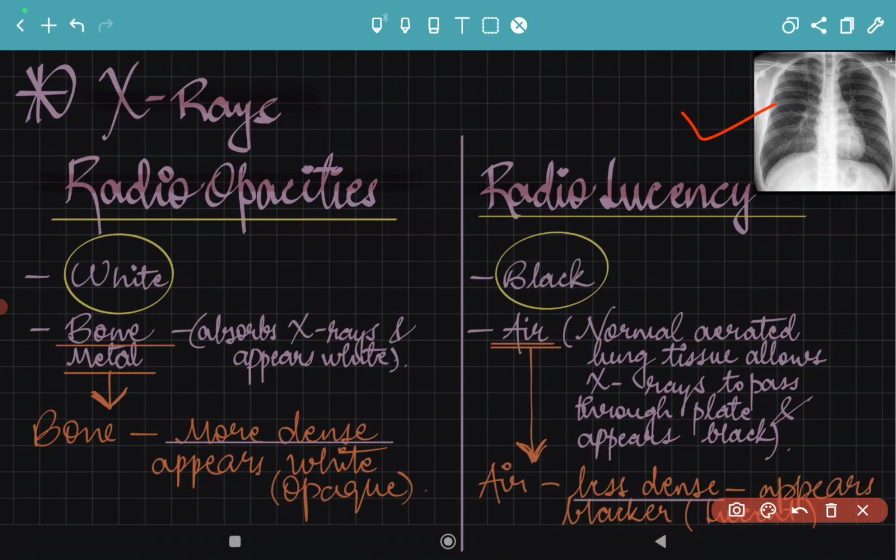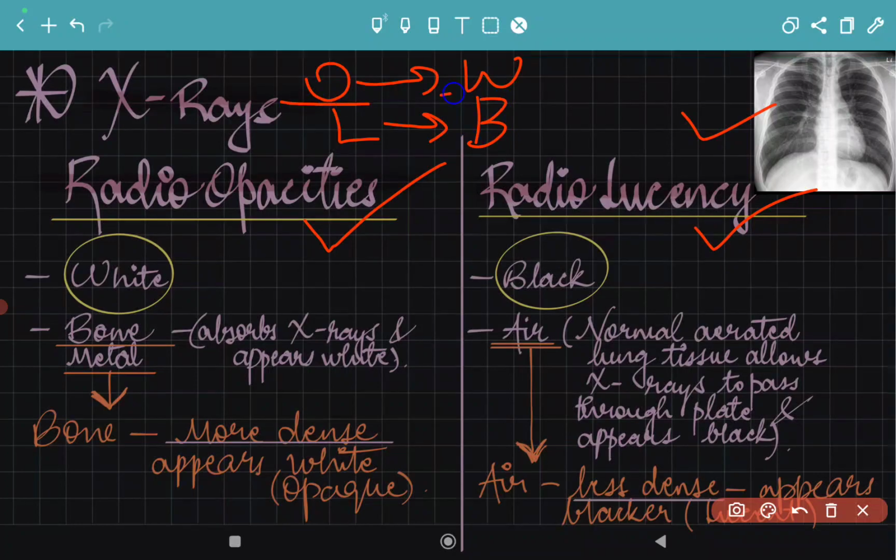There are two terms basically to keep in mind. Those are radio opacity and radiolucency, or radio opaque or radiolucent. Opaque means white, lucent means black or dark. In X-ray, if you are seeing opacity, that means the whiter part, and lucency or lucent means the blacker part. In between there is grayish part, which we also call shadow.